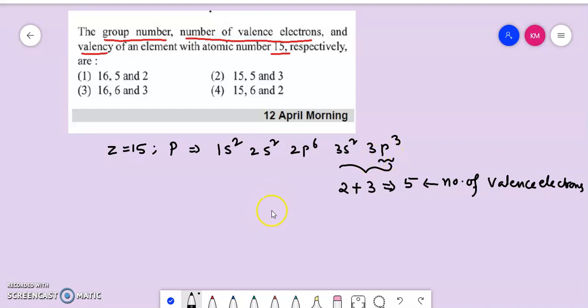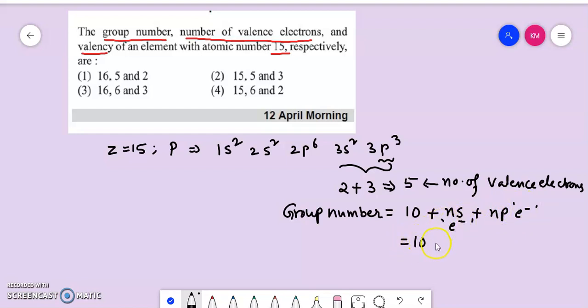If it belongs to the p block, the group number can be calculated as 10 plus the number of ns electrons plus the number of np electrons. So 10 plus 2 ns electrons plus 3 np electrons, total 15, so the group number is 15. Here 3 electrons are unpaired. These 3 electrons will be involved in bonding, hence phosphorus valency is given as 3.